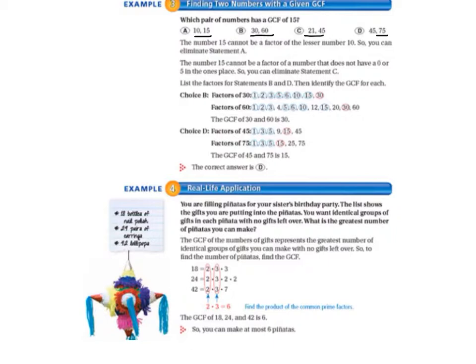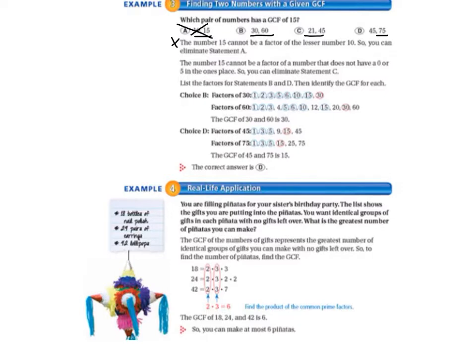So let's think about the first statement that the book makes here. The number 15 cannot be a factor of the lesser number 10, so you can eliminate statement A. So remember that a factor multiplies by another number to get a product or a multiple. So you can't multiply 15 by another number and get 10, at least not another whole number. So letter A doesn't work. We can cross that out.